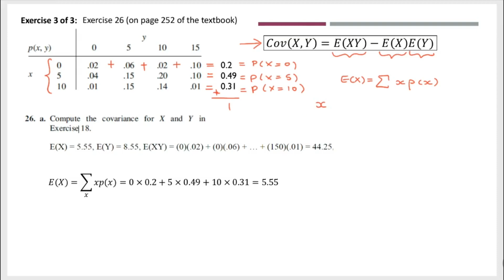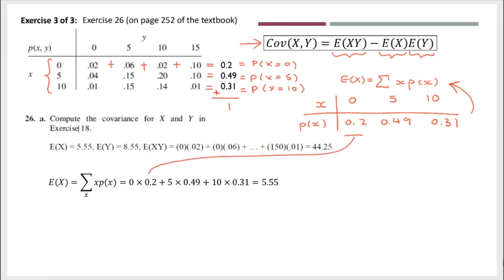So you could write it out like this, where you have the values of x and then your p(x), which would be 0, 5, and 10, and then you'd have 0.2, 0.49, and 0.31. And now the way that you handle it is the same way as you did in chapter 3, and you're going to put it into this formula. So we take the 0 times 0.2, that's going to be that term there, plus the 5 times the 0.49, and the 10 times the 0.31. When you put them into your formula, that's how you get the 5.51.